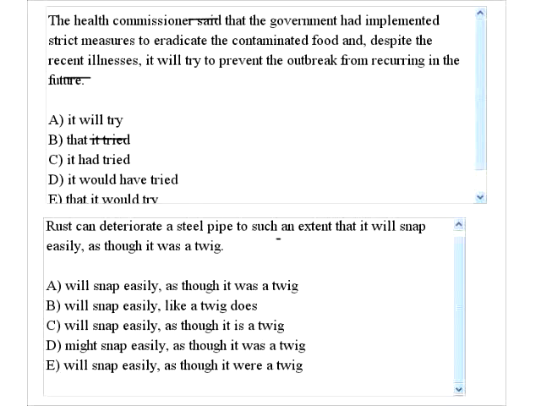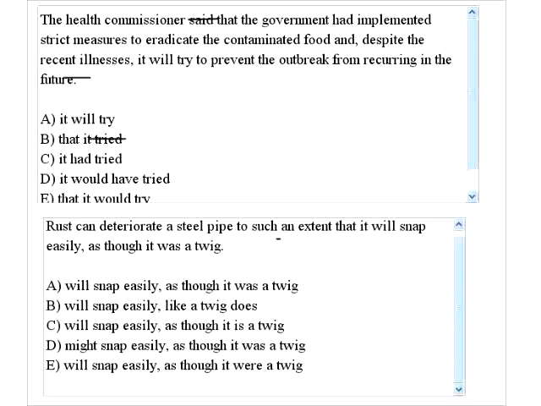So like that, it would try to prevent the outbreak. We want to stay there. We don't want to jump to the future tense. Okay? And that's the reason there's not a lot of B, C, and E. The health commissioner said the government had implemented strict measures and it had tried to prevent the outbreak. You can't use had tried in the future. So those of you who picked C, there were a few C people in the room, remember that had tried is past perfect. It should be happening way in the past and be done. So it's not done if you're going to try it in the future. So that's why C is wrong. And then there wasn't a lot of B or D in the room.